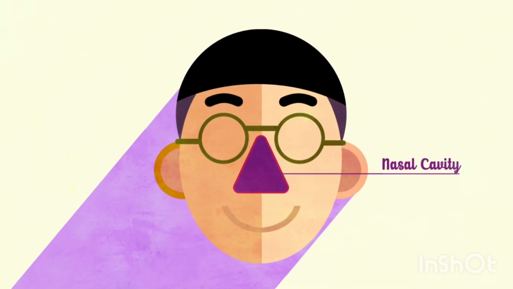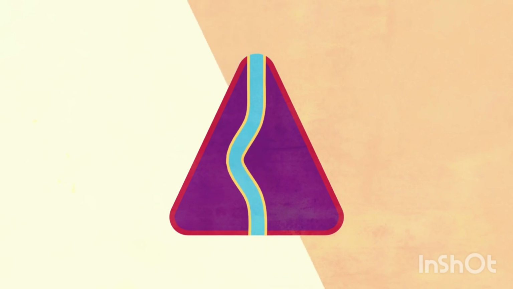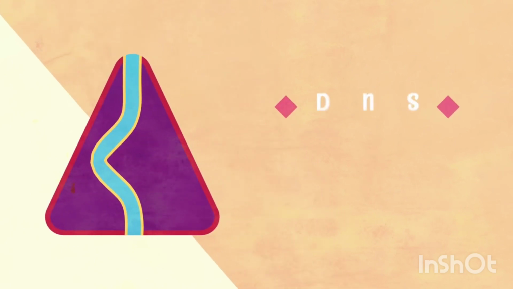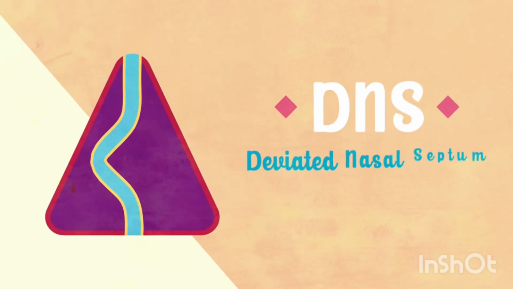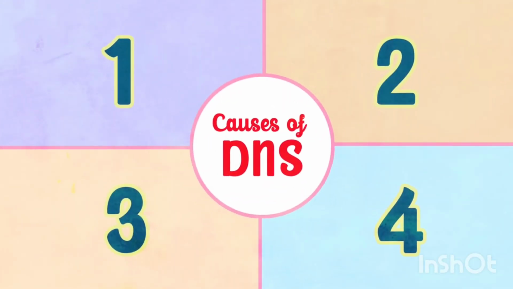Nasal cavity is divided into two by nasal septum. Problems arise when it is not dividing it symmetrically, leading to a condition known as DNS, or deviated nasal septum. Causes of DNS. There are 4 important causes.